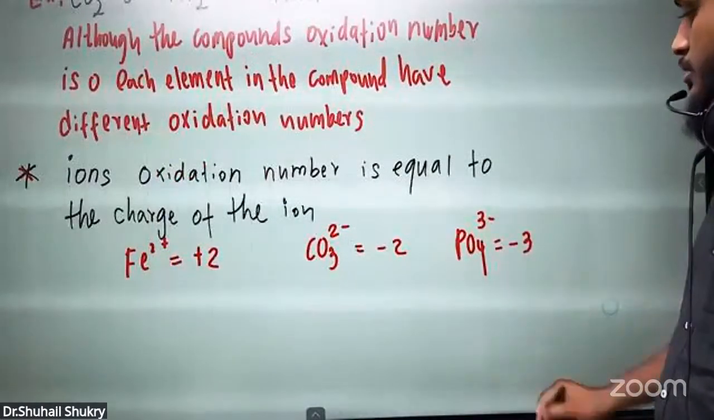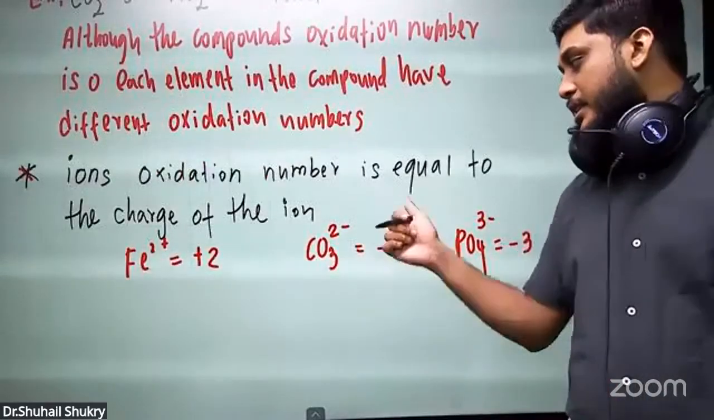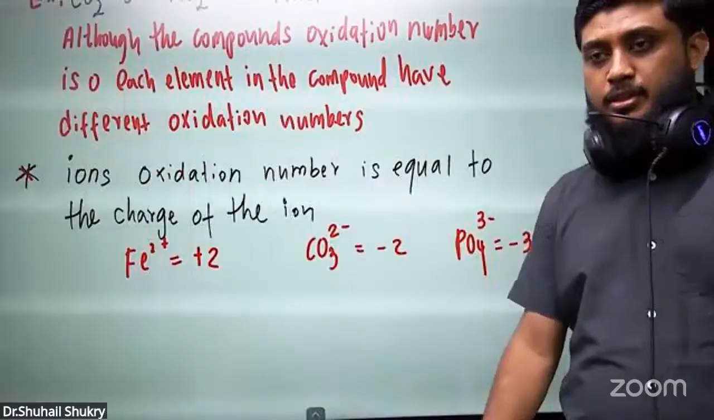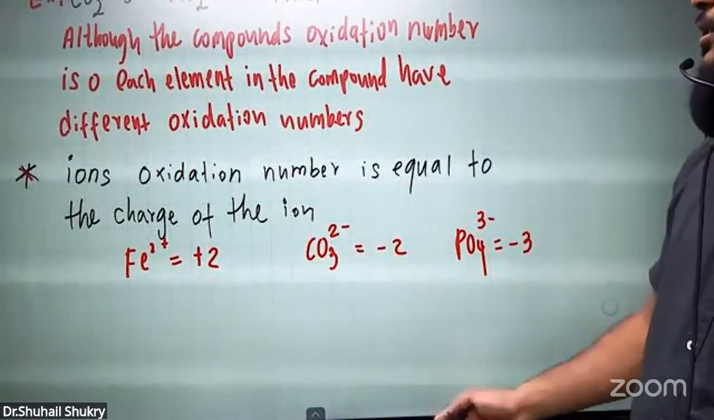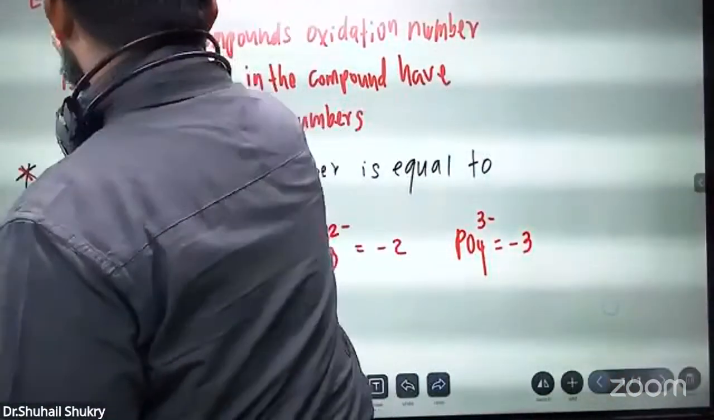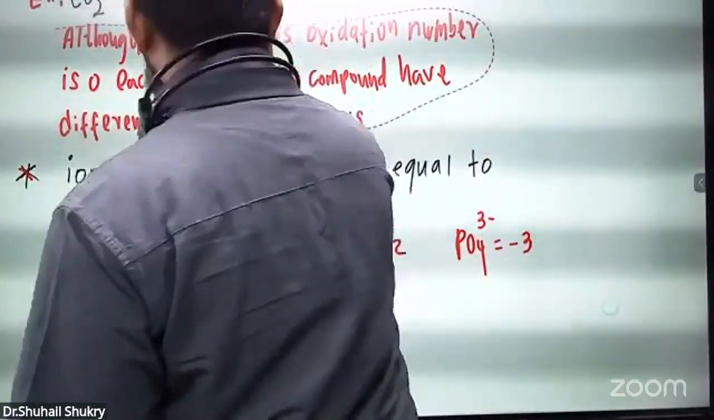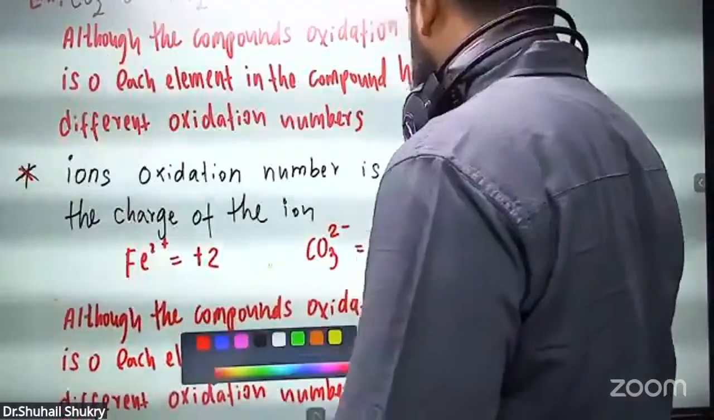Minus 3, minus 3, minus 3. So whatever the charge they are having, that is equal to the oxidation number. Got the point? Right. But here also we can say the same sentence, whatever the sentence I have written here, I can put here.